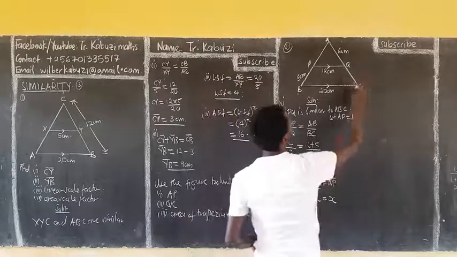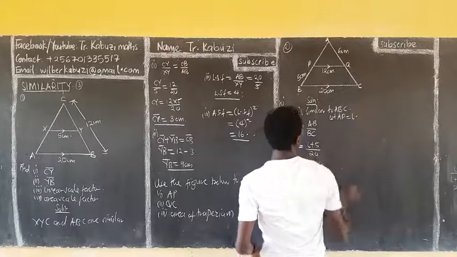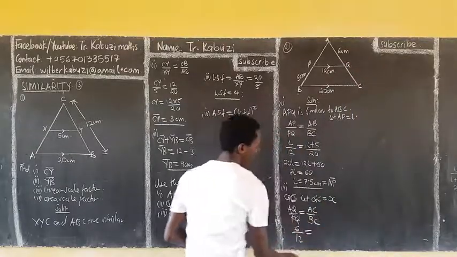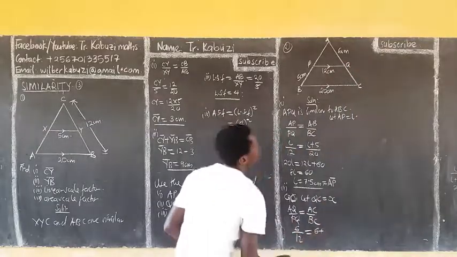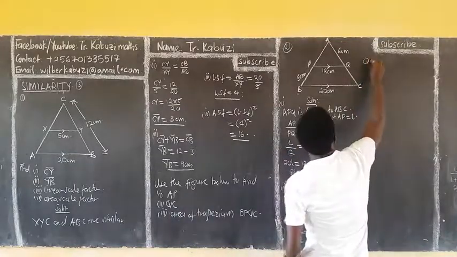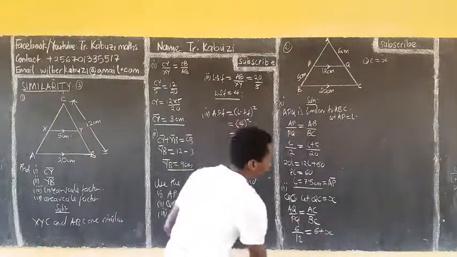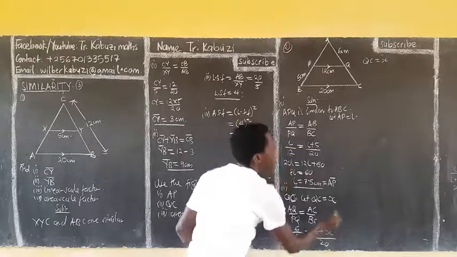So that AC is the same as AQ plus QC, but my QC is x. So it's going to be now 6 plus x, if I say my QC is equal to x. So that's how I get x over BC, which is 20.